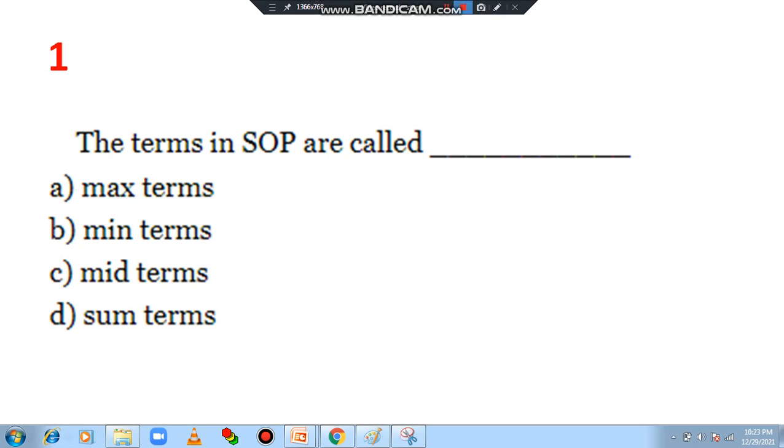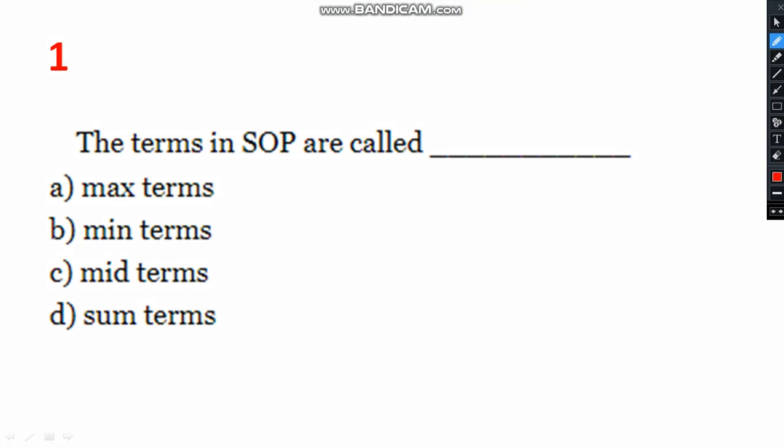Number 1, the term SOP is called, obviously B is the right answer, min terms, whereas for POS you would have selected max terms. So the right answer is min term. Hope the answer is correct.